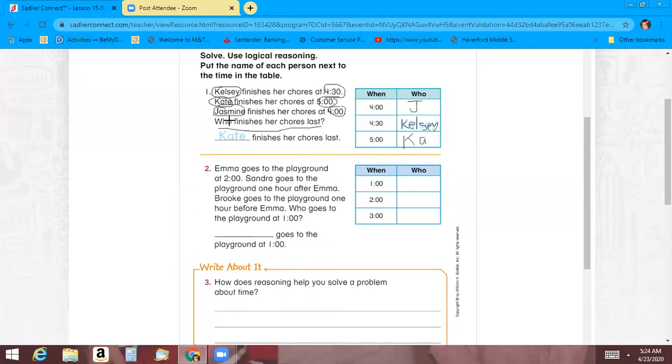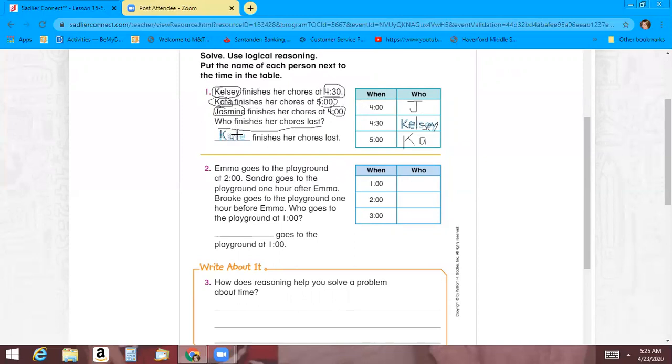You guys could probably fit the whole word Jasmine, so you can go ahead and write that. It would take too long for me to make my little mouse here write the name Jasmine. So now we know, here's the question: who finishes her chores last? Looking at the order in the chart, Kate finishes her chores last. So you can go ahead and trace over Kate on that line.